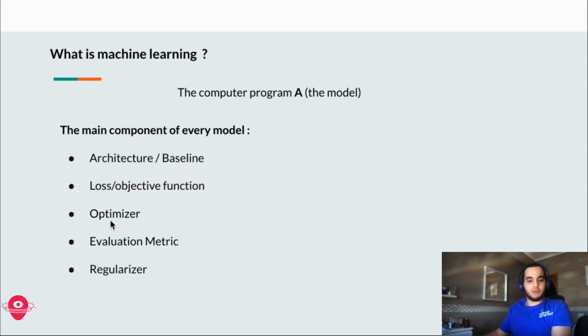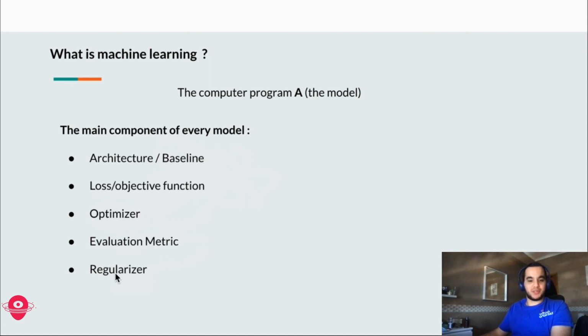Then we have the third component, which is the optimizer, also a very crucial component of the model. Once you define the baseline and how you want to get to that desired output y, you use the optimizer to optimize the baseline so it can eventually arrive at that desired output. We also have the evaluation metric, which is how we evaluate our model. Your model is going to learn to do something, and the way you evaluate this learning is really important too.